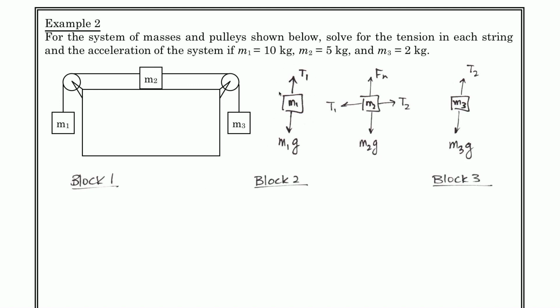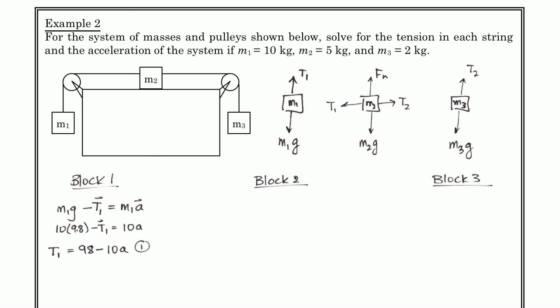Here are our F equals ma equations. We set m1g for block 1 as the positive direction, right? So it's going to fall, so we make this positive, which means that tension 1, which is in the opposite direction, is negative. And that's equal to m1a. We make our little substitutions, and we simplify to receive equation number 1.